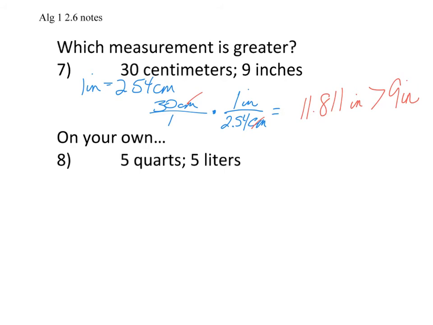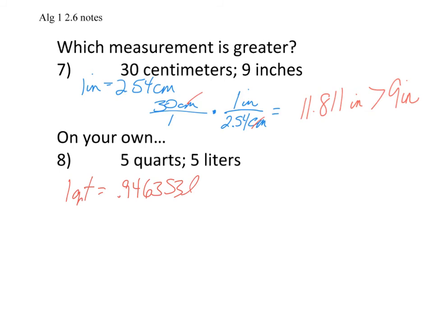And number 8, it says go ahead and do on your own. You're going to need to know that unit of measure, though. And 1 quart is equal to 0.946353 liters. So I think that kind of tells us which one's going to be greater, because the one that is quarts has a little bit less than 1 liter. So let's go ahead and calculate that, though, based on our unit analysis.